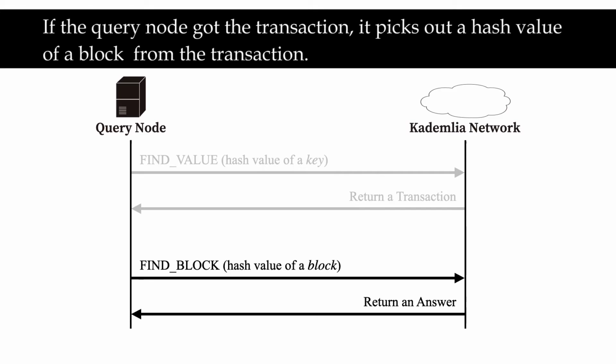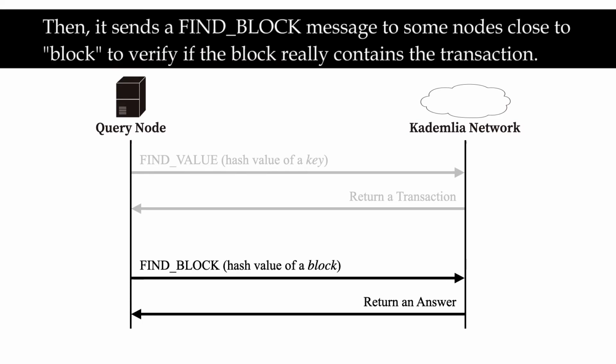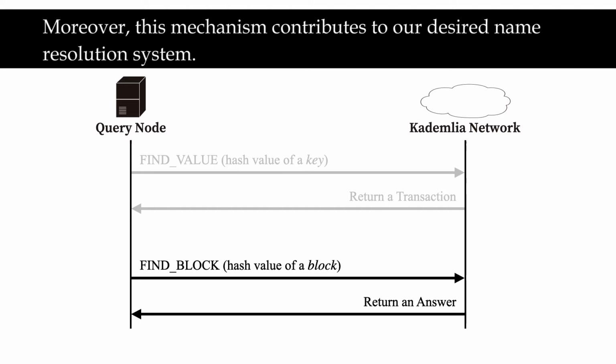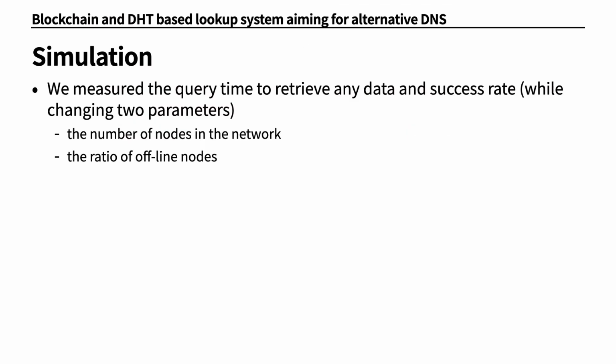If the query node gets the transaction, it picks out the hash value of a block from the transaction. Then it sends a find block message to some nodes close to the block to verify if the block really contains that transaction. Namely, our proposed system requires two steps to retrieve a value associated with the key. Moreover, this mechanism contributes to our desired name resolution system.